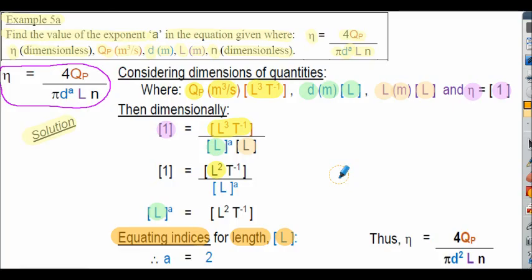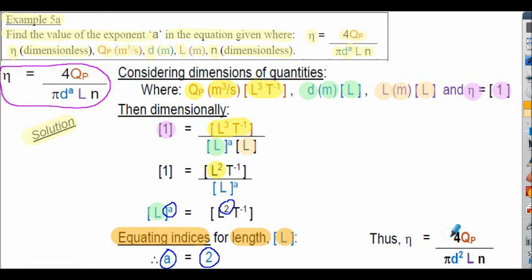So what we do now is literally consider the index associated with L terms on the left hand side and L terms on the right hand side. So on the left hand side we have L to the power of a, so we write down a on the left hand side of our equation, and on the right hand side we have L to the power of 2, so we write 2 on the right hand side of the equation. Now that's directly solved for a in this case is going to be 2.